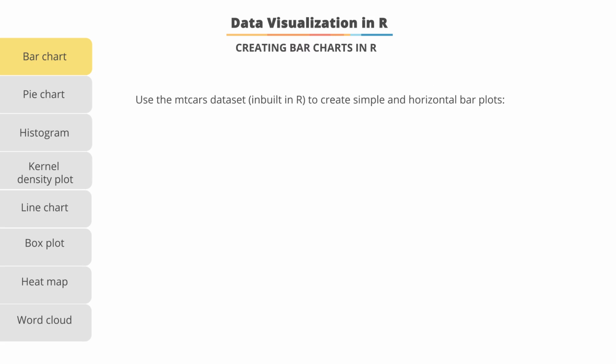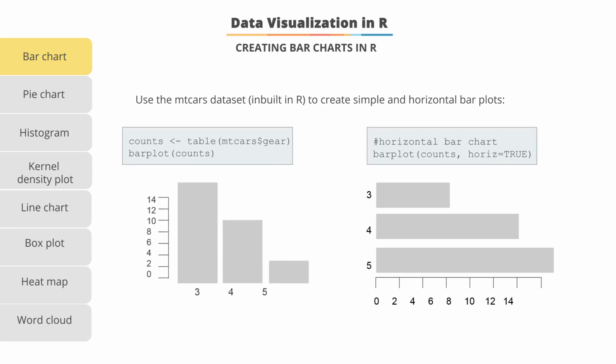So if we were using the mtcars dataset intrinsic within R, let's say we wanted to look at a bar chart of the counts by gear. Here we're pulling the table mtcars, the gear column, into a vector for counts, and then we're creating a bar plot which shows the counts, whether it has 3, 4, or 5 gears.